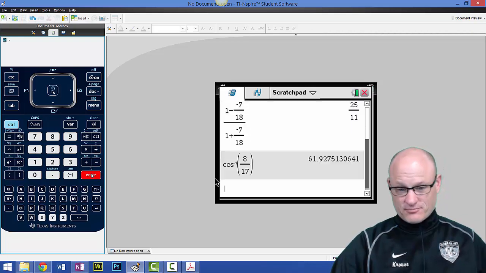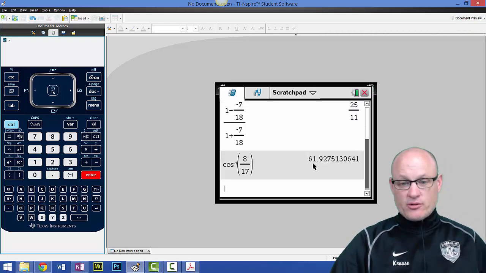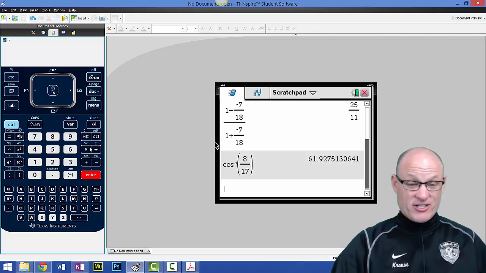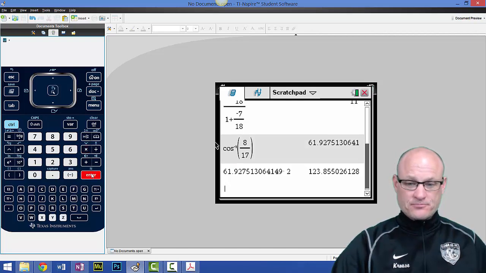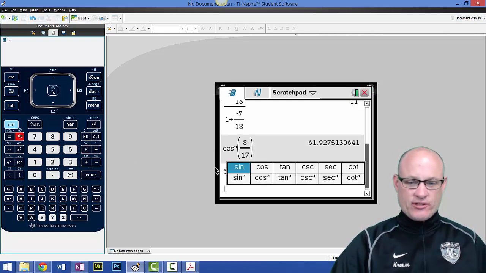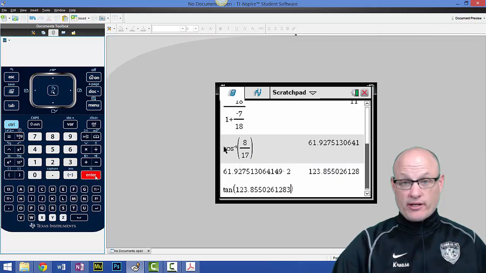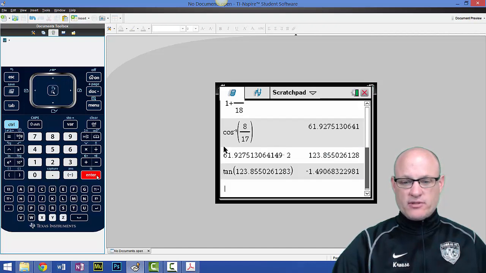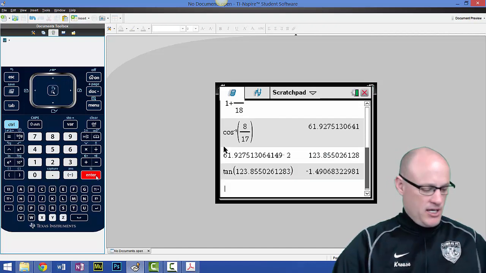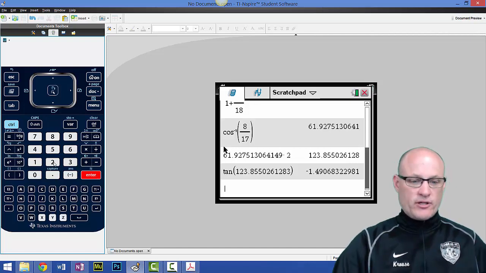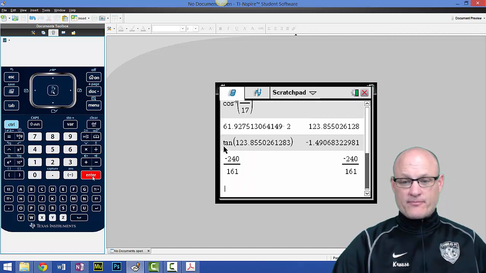So I know that theta is equal to 61.92. Then it's asking for tangent of twice that, so I'm going to multiply by 2. And then I'm just going to take the tangent of that angle. So all I did was find the angle, double it, and take the tangent of it. Well, it's negative 1.49, and so on. And I told you the answer was negative 240 divided by 161.